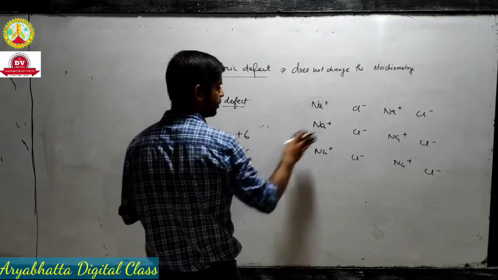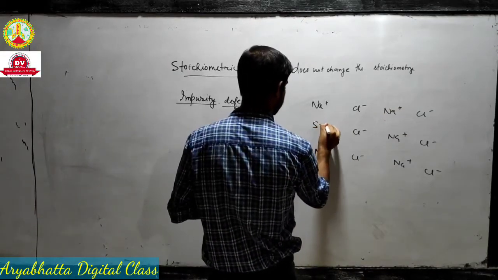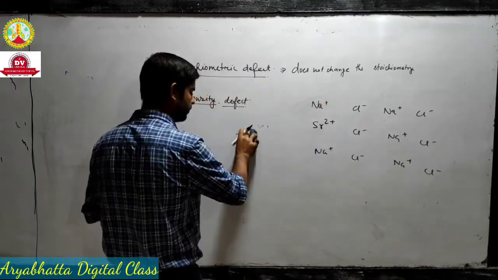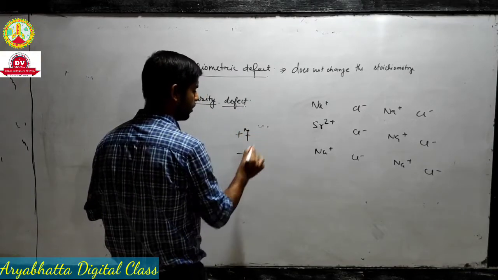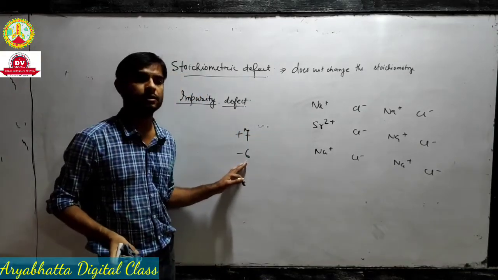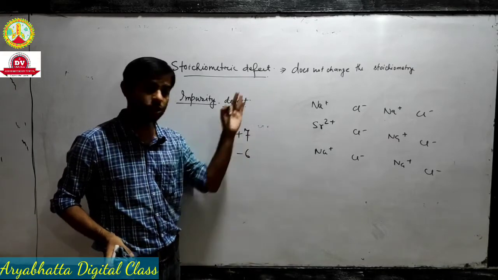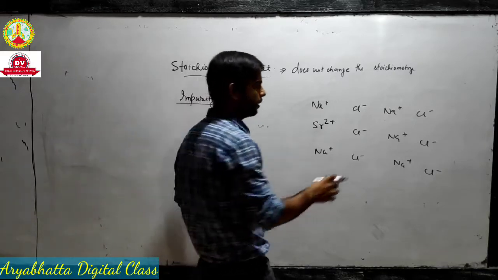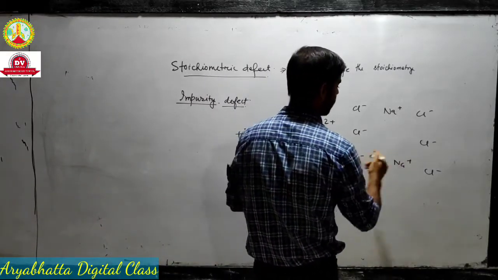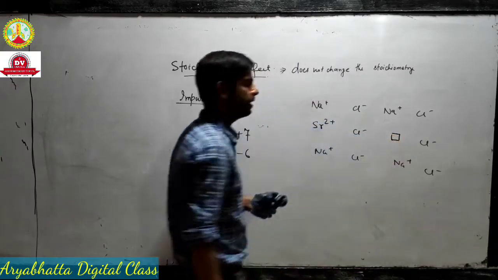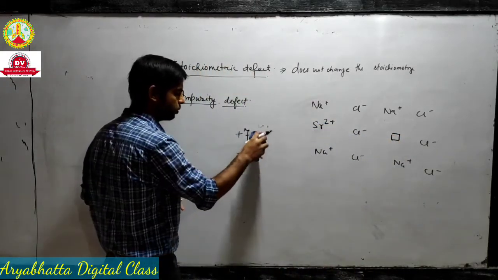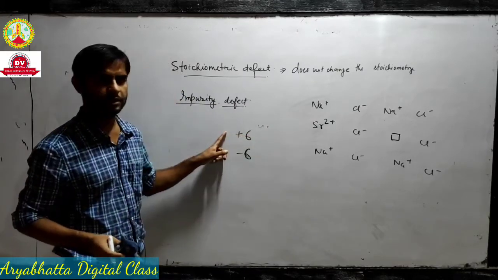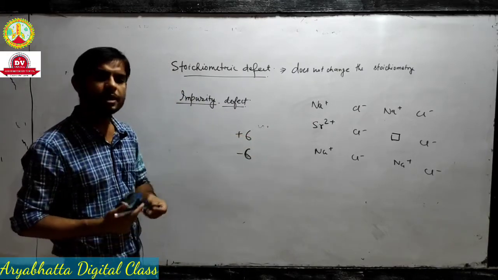Now if I introduce a strontium here, what will happen? The positive charge is becoming 7 and the negative charge is still minus 6. So it will change the neutrality. In order to balance the neutrality, one sodium will vacate its position. It will again come down to plus 6. So this is called impurity defect.